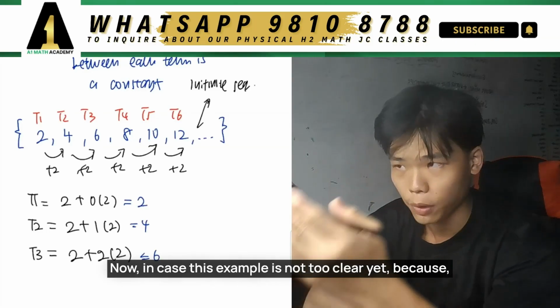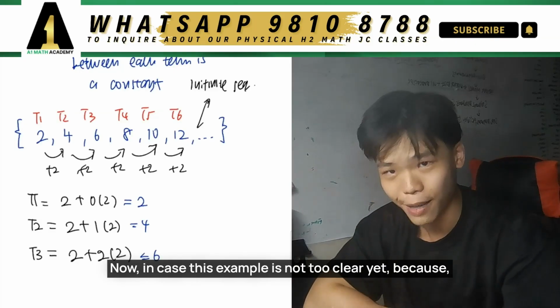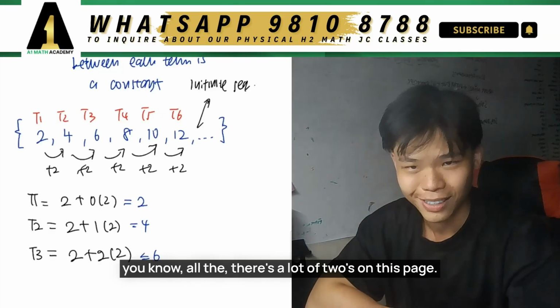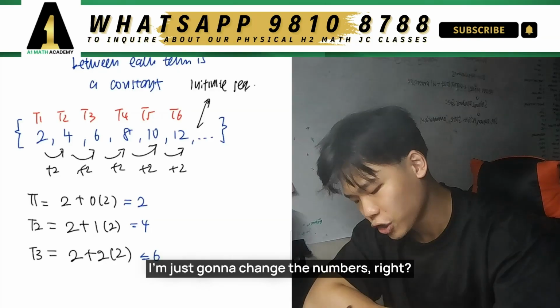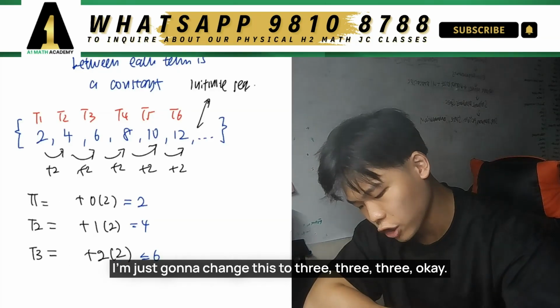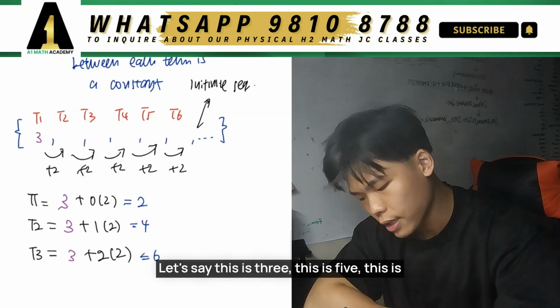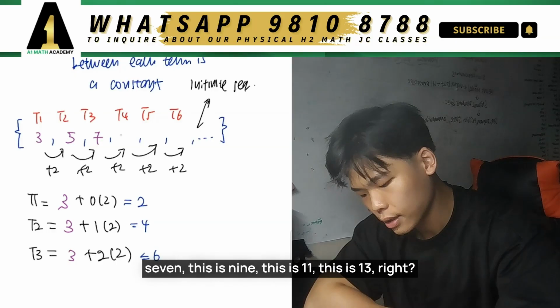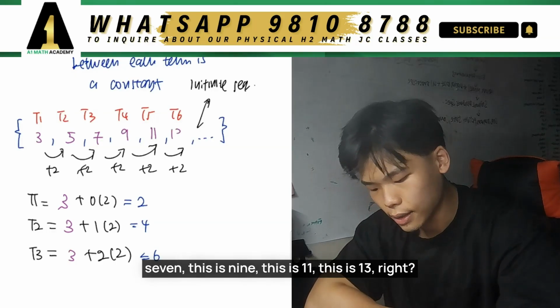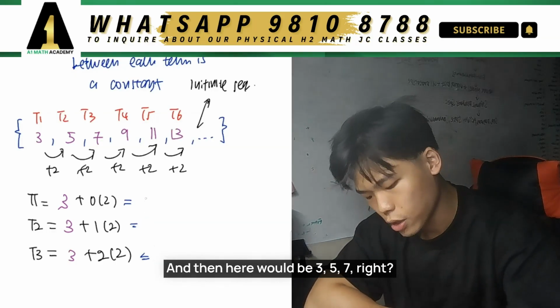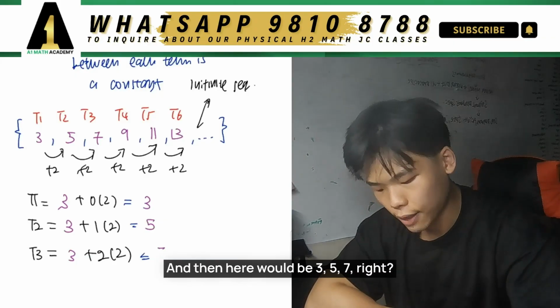Now in case this example is not too clear yet, because there are a lot of 2s on this page, I'm just going to change the numbers. Let's change this sequence: this is 3, this is 5, this is 7, this is 9, this is 11, this is 13. And then here would be 3, 5, 7.